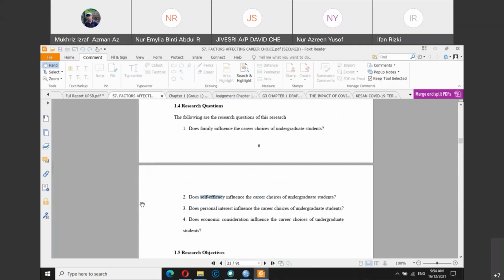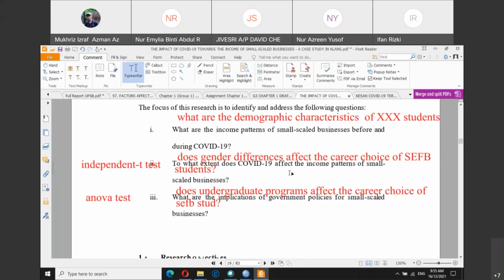So I don't expect you to have dependent and independent variables. But what I expect all groups to have is a set of Likert scale questions, like 3 sections of Likert scale questions that you can analyze using ANOVA and also using the independent t-test.